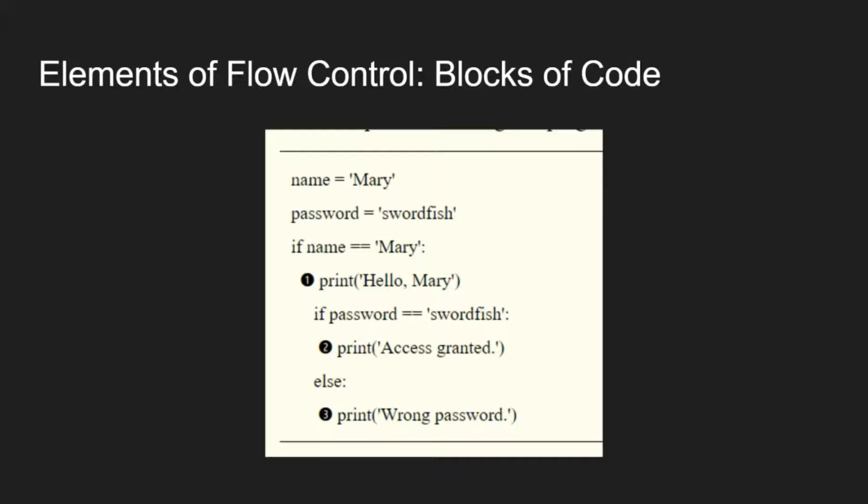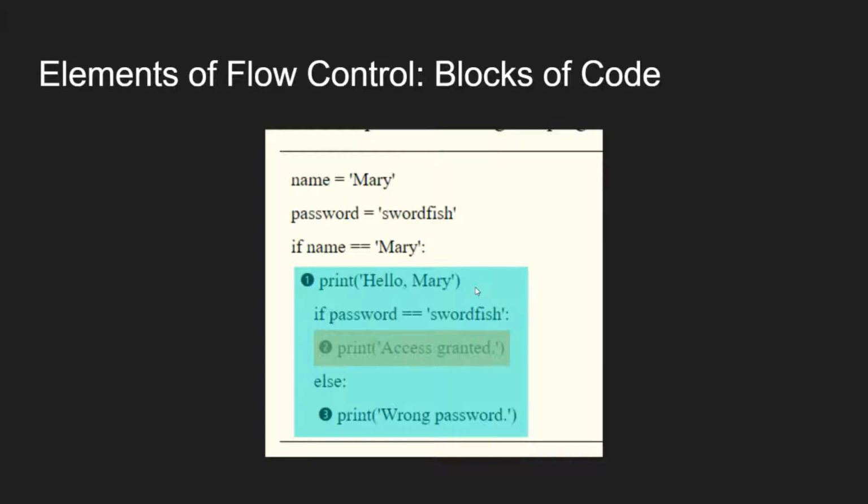Here's an example of code that is indented into blocks. The first block of code starts at the line print hello Mary, because you can see the indent. So I'll highlight that here. Inside this block is another block which only has a single line in it. You can see the indent. And then the third block is also only 1 line long. Note that these numbers aren't actually part of the code.